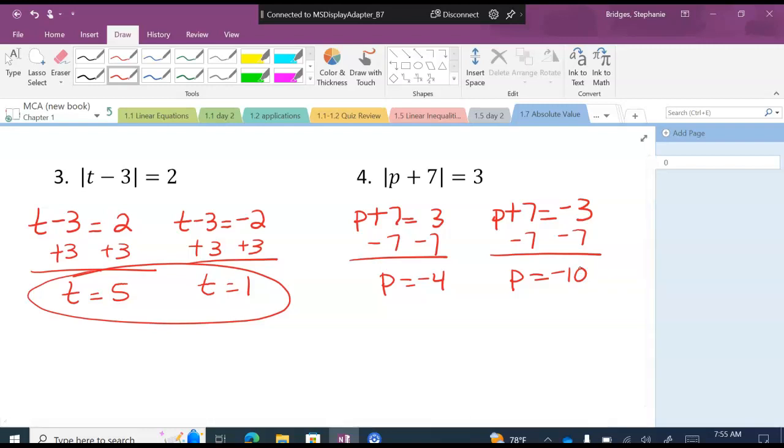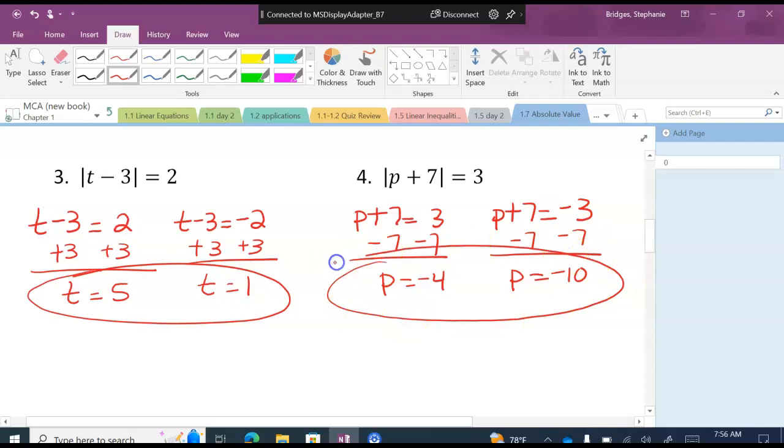If I plug that P in, what's negative 4 plus 7? 3. And does 3 have an absolute value of 3? It does. Then I plug in negative 10. What's negative 10 plus 7? Negative 3. Does negative 3 have an absolute value of 3? It does. And so those are both my answers.